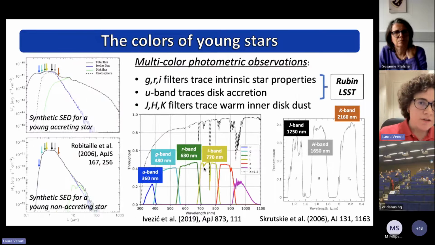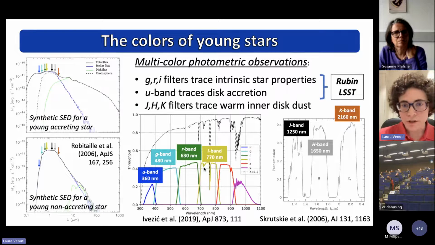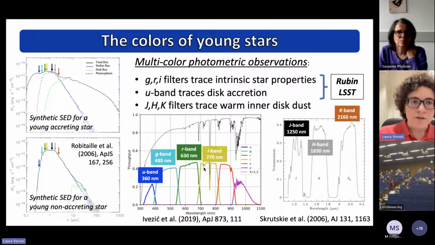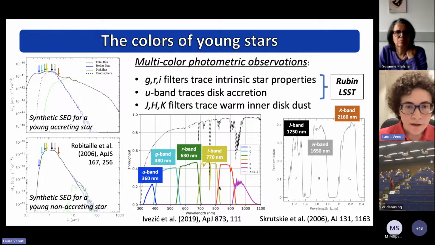So if we take the SED and we slice it into different filters, then we can combine these selective flux measurements to derive the color indices of young stars and their disks, and then use the colors to classify the evolutionary stage of the star and determine its defining fundamental properties and accretion properties. And just as a reference, I'm showing here two photometric systems and highlighting where these filters would fall on the SED for a young star.